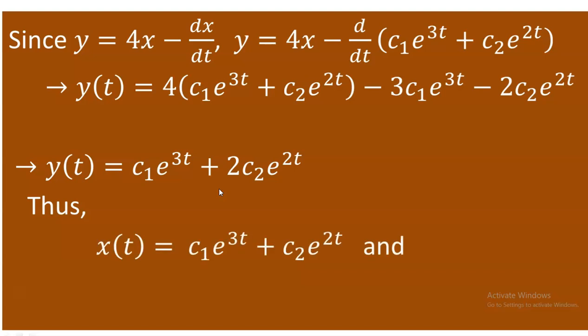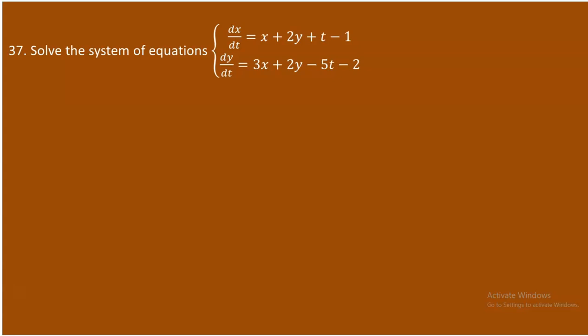So we knew what x of t is from the previous one, and we have determined y of t, so the system is now solved. Proceeding to the next one, we have another system of equations here, students. You are given dx by dt to be this, and again dy by dt to be 3x plus y minus 5t minus 2. We just repeat the procedure we did before.